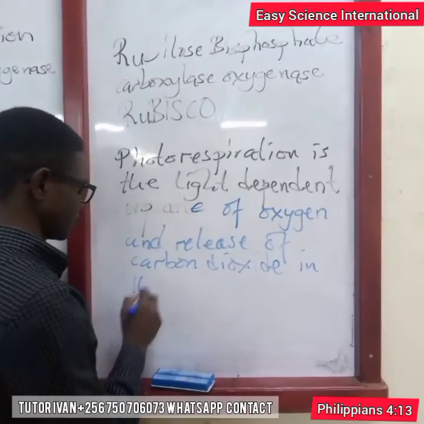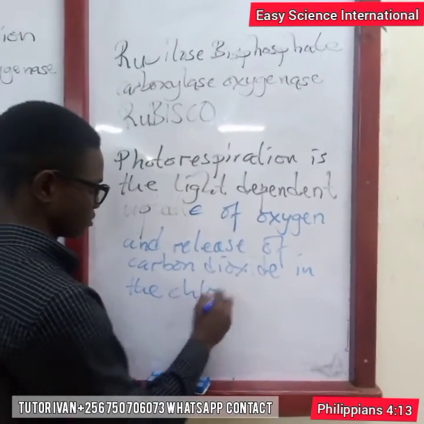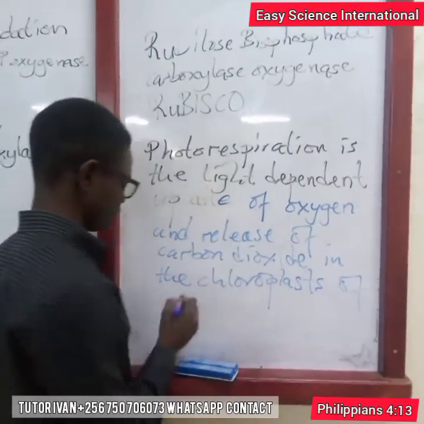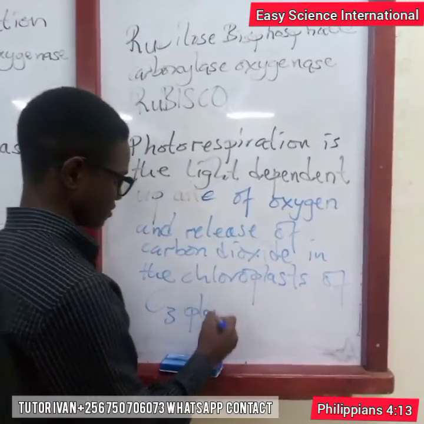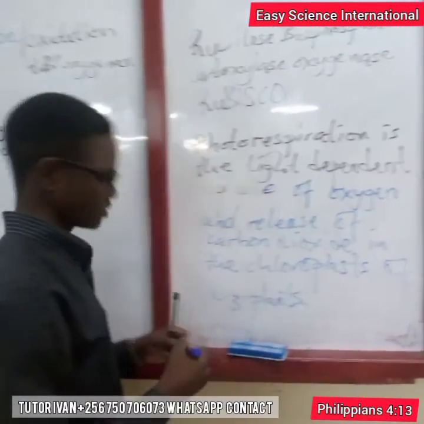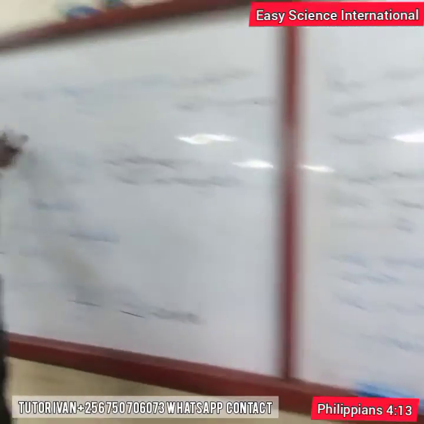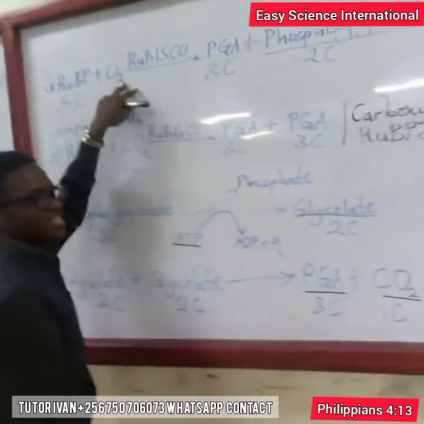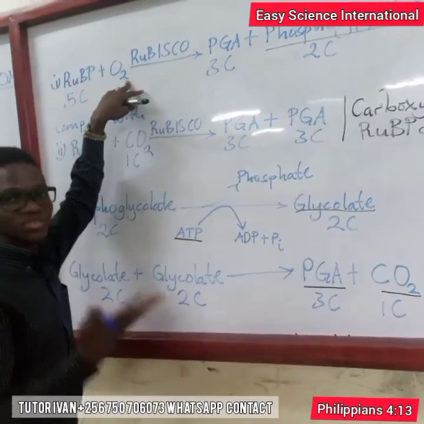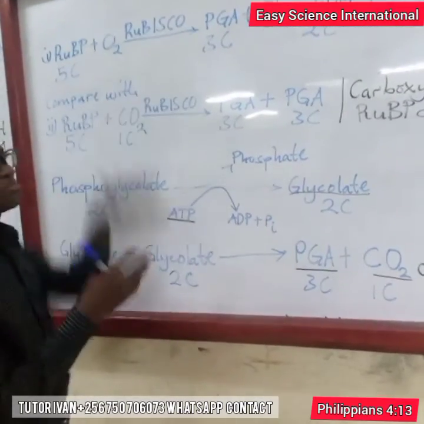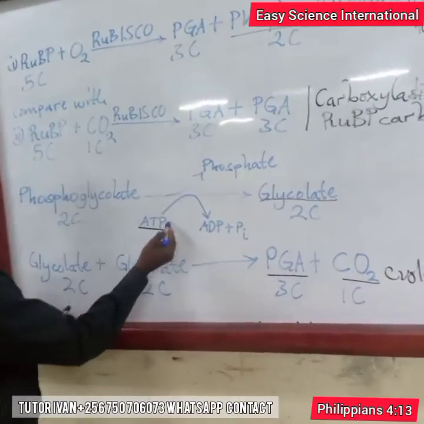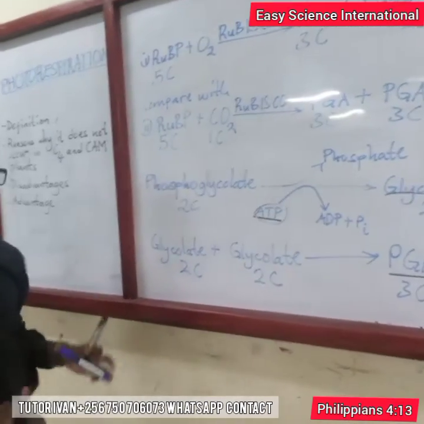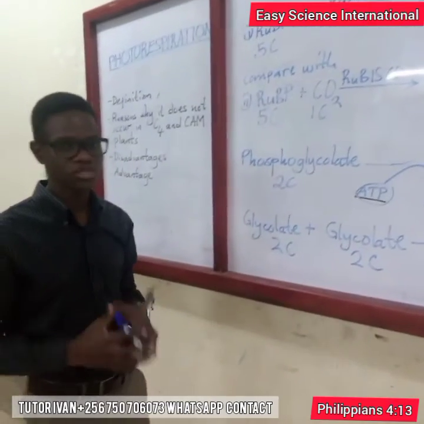In the chloroplasts of C3 plants. So basically, you uptake oxygen and you release carbon dioxide the way it is in respiration. And it is light dependent because it utilizes energy which is obtained from the light dependent stage of photosynthesis. In brief, that is photorespiration.